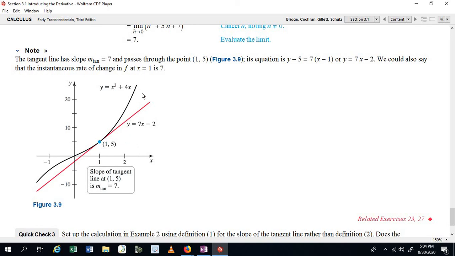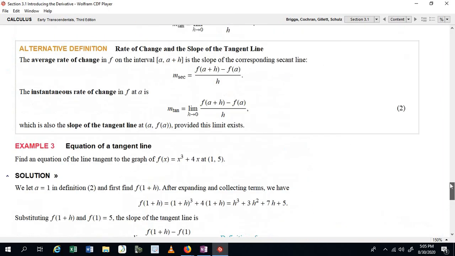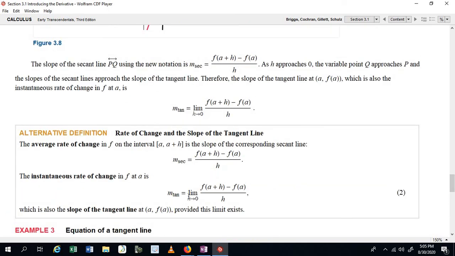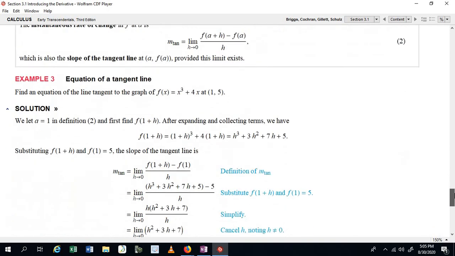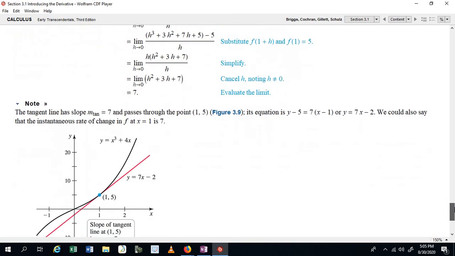Now notice if you were to find the equation of the tangent line at a different point, like when x is equal to 2, the equation of the tangent line when x is equal to 2 would be completely different. Okay, so you would have to go through this process again. You would have to find the slope of the tangent line first, using the instantaneous rate of change of f at a formula, right here using this formula. And then after you find the slope of the tangent line, then you could find the equation of the tangent line using the point slope formula.